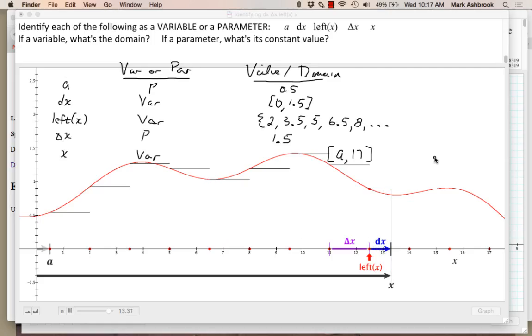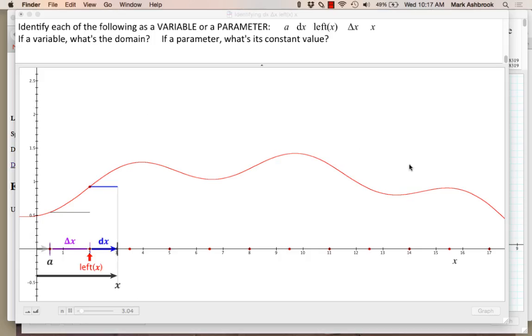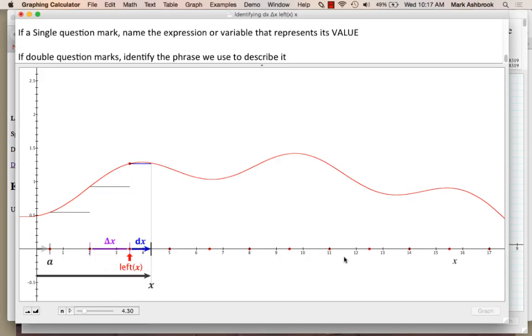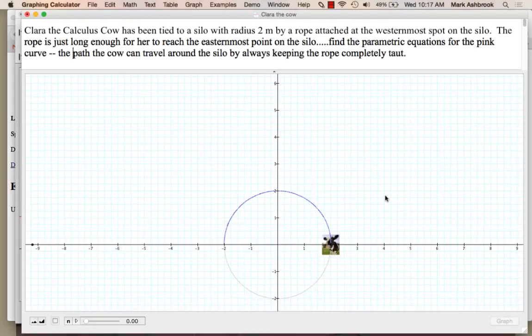Okay, so let's just take a couple minutes now to practice. I'm going to show you another situation here, a real-world situation. So here, Clara the calculus cow has been tied to a silo with a radius of 2 by a rope attached at the westernmost point, there at -2. So that blue is the rope, and it's wrapped around the silo. And the rope is just long enough for her to reach the easternmost point, where she is now.